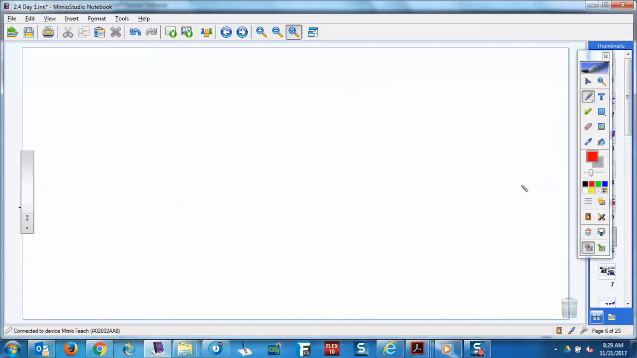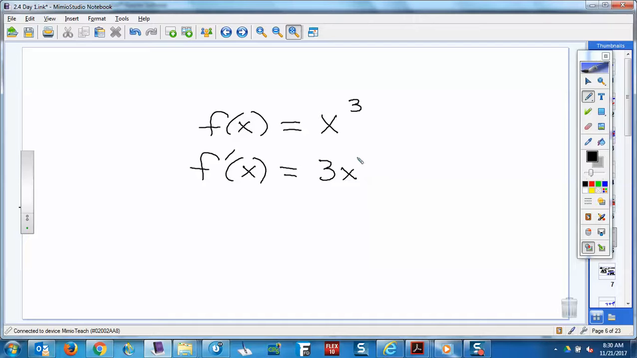So let's say we had the function x cubed. And so let's go downhill here. What would f prime be? 3x squared. Because our power rule for derivatives says that we bring this power down in front, and we do that.